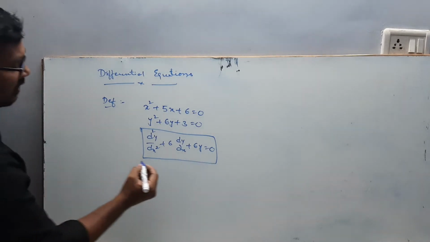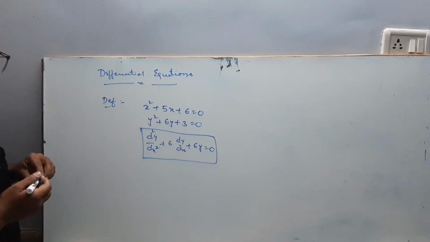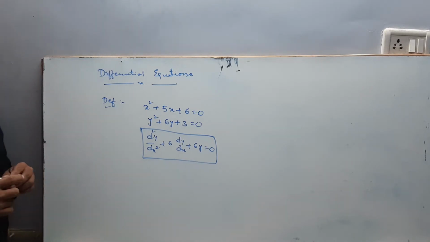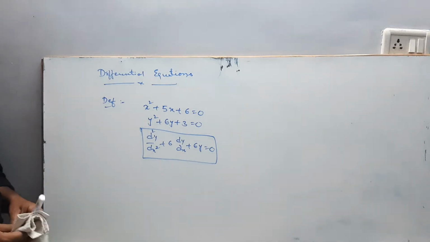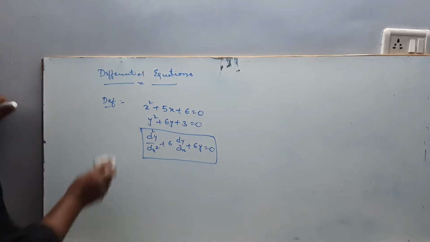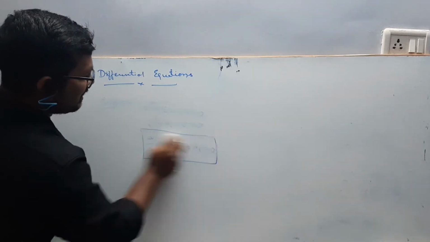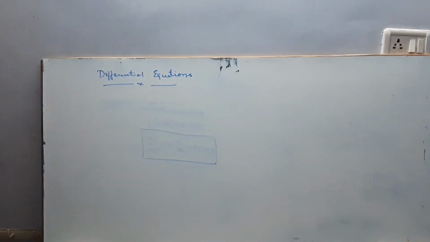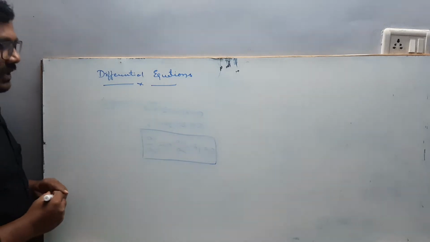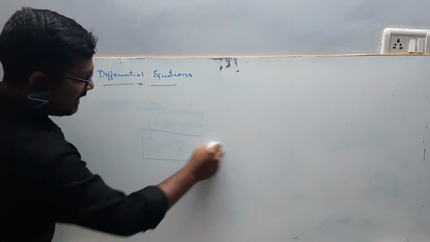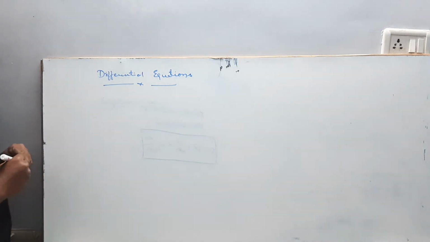So here we can talk about two types of differential equation. One is ordinary and the second one is partial differential equations. But in fact we are studying only ordinary differential equations, not partial differential equations. Once we'll discuss what is an ordinary and what is a partial differential equation. After that we'll go into the subject.